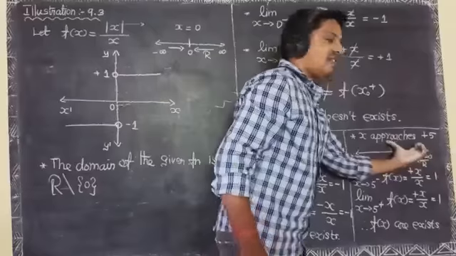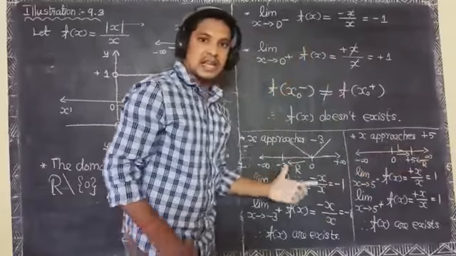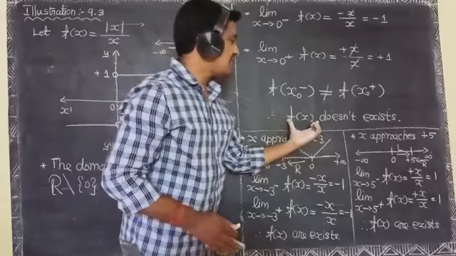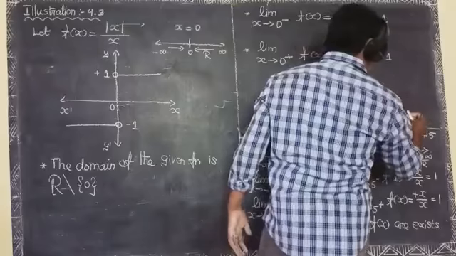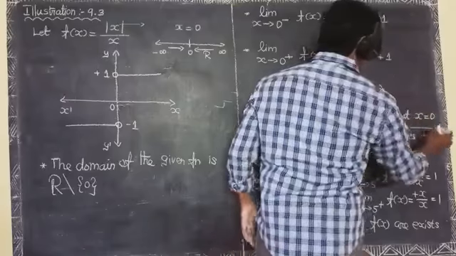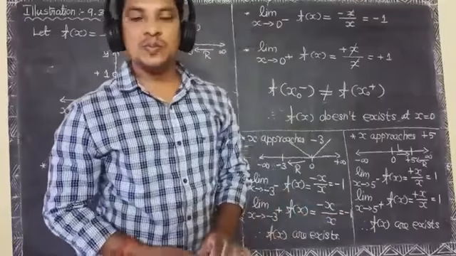at x equal to 5, and at x equal to minus 3, but the limit of f of x does not exist at x equal to 0.